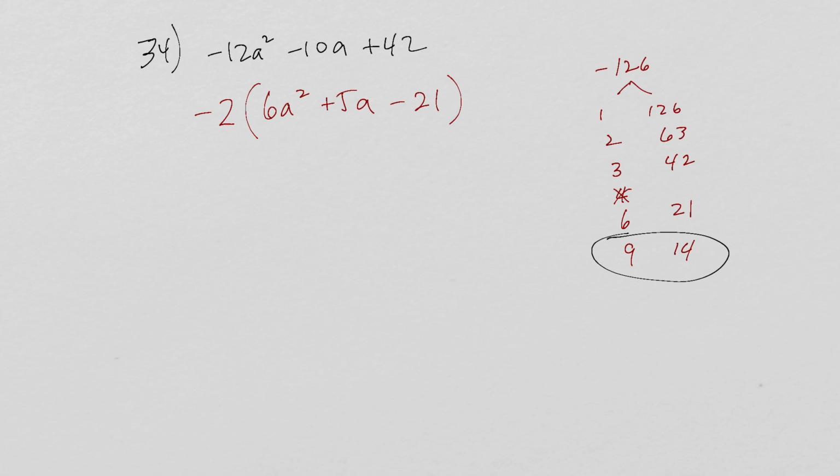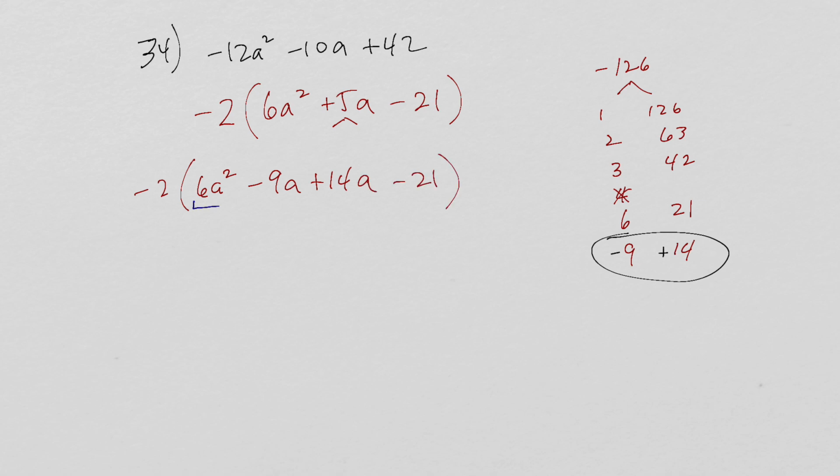So this has to be a positive 14 and a negative 9 in order to give us a difference of positive 5 and a product of negative 126. So I have 6a squared. This 5a is now going to become negative 9a plus 14a minus 21.